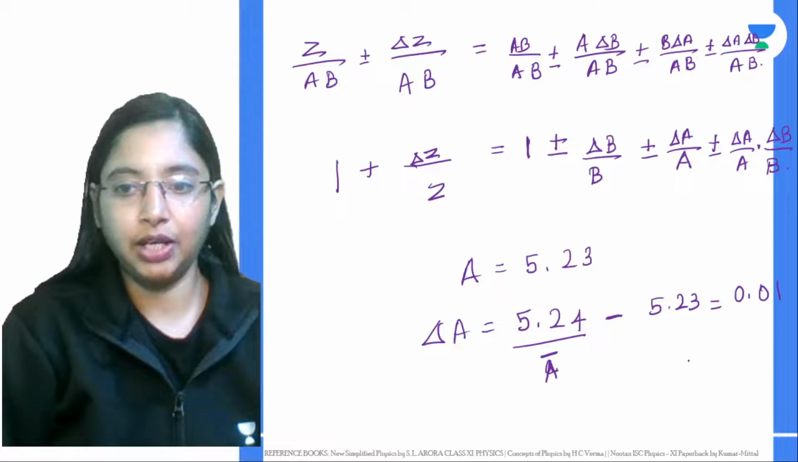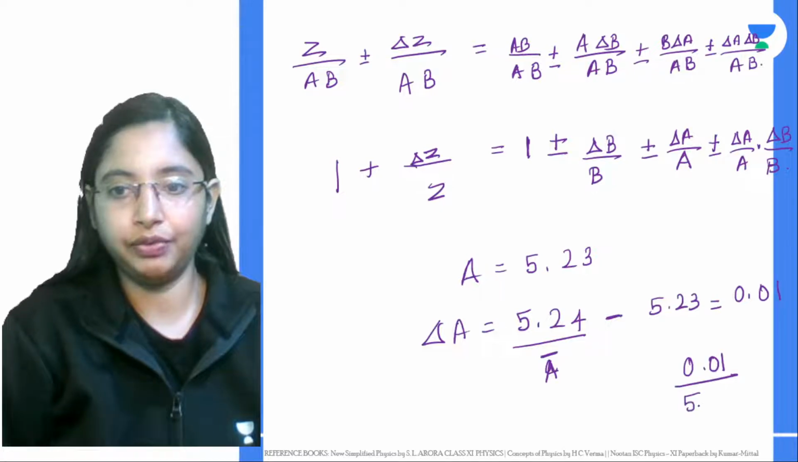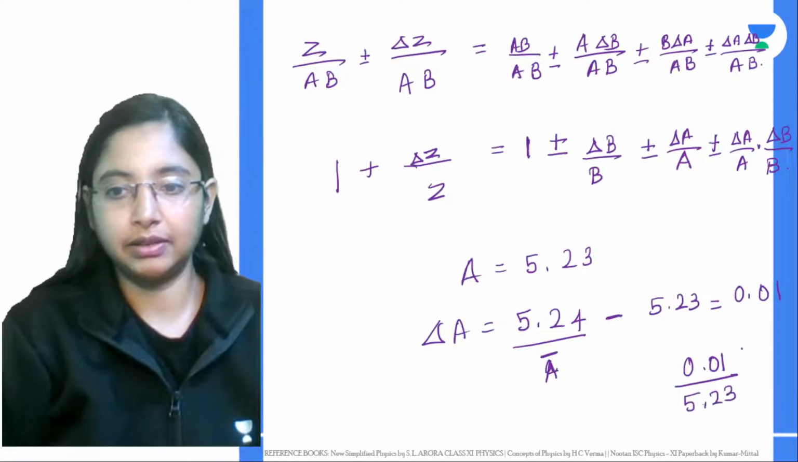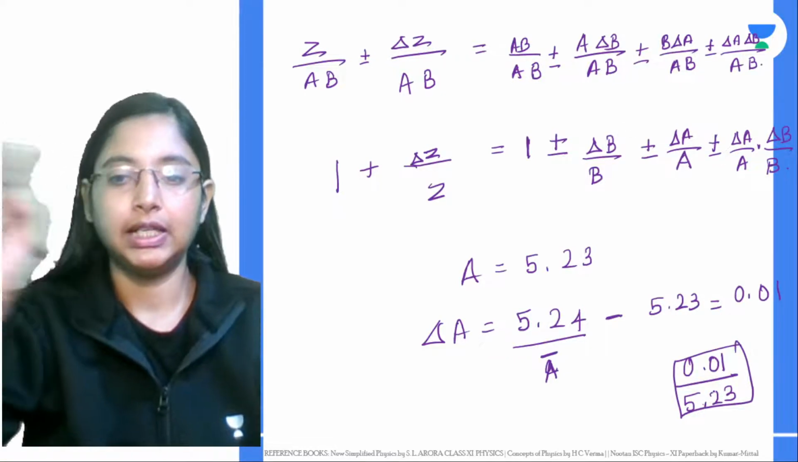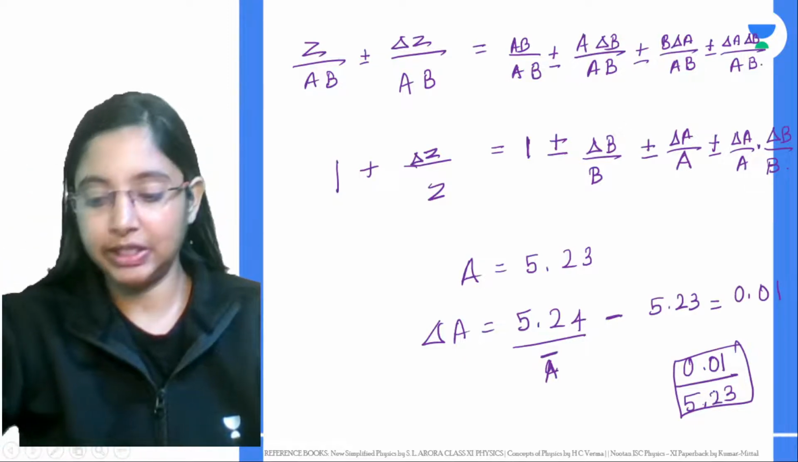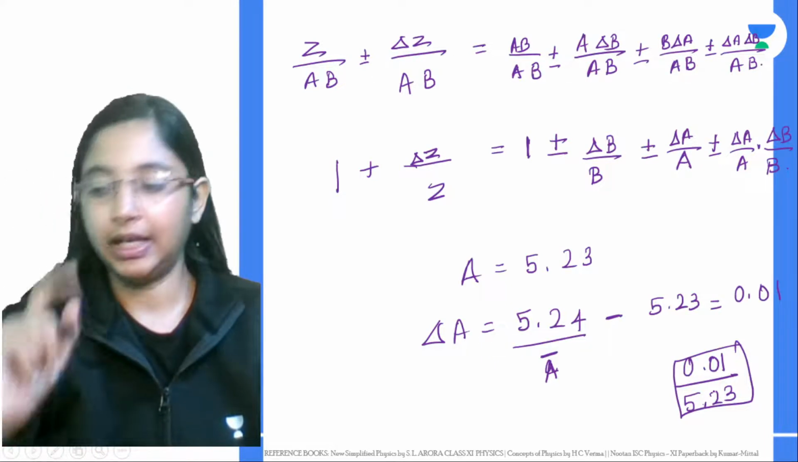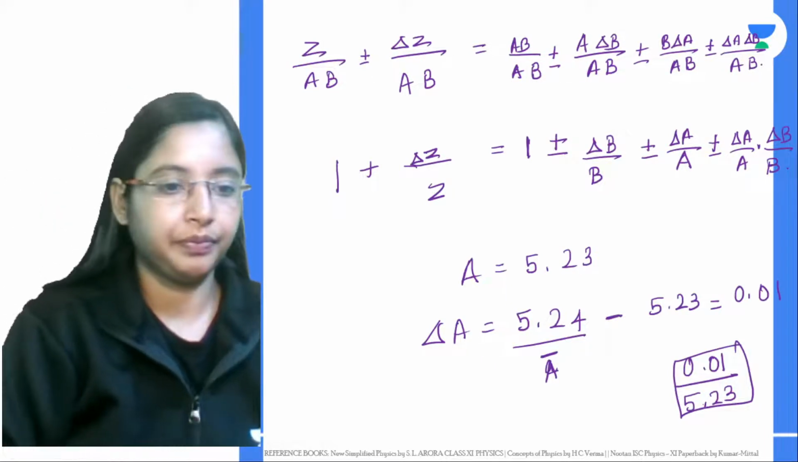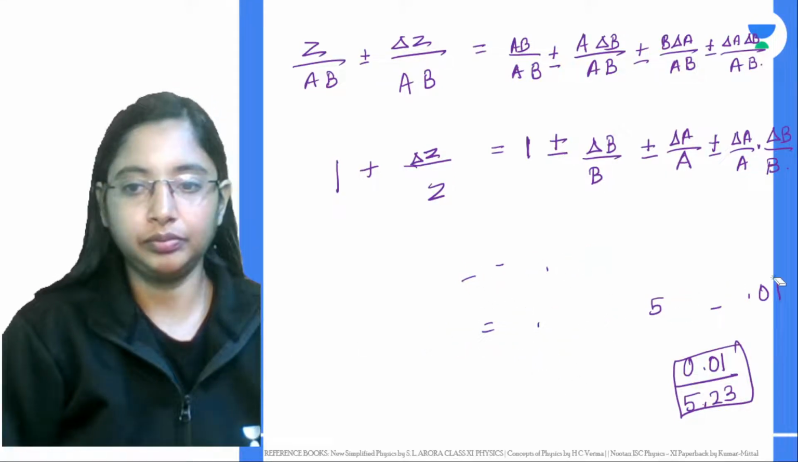Now if you take over here 0.01 divided by the A value that we took initially, mean A value is 5.23. 0.01 by 5.23 is a very small quantity. The numerator term is almost going towards 0. So this whole term will be in 0.00 points, a very small quantity. So this delta A by A into delta B by B term you can eliminate, because these values will become very, very small.